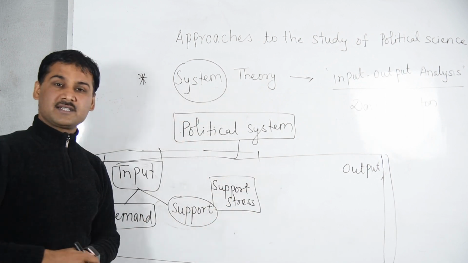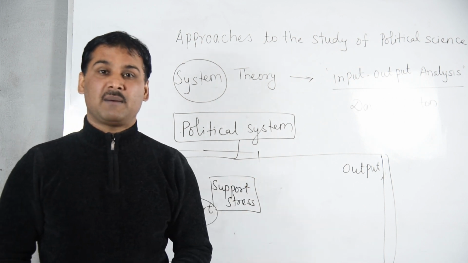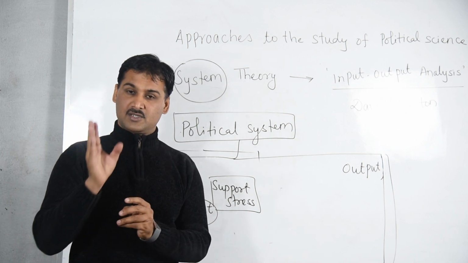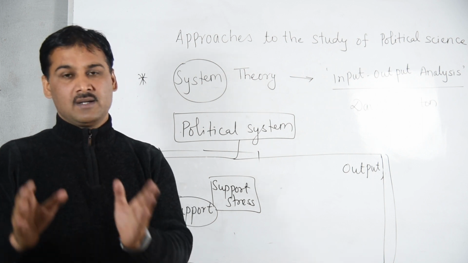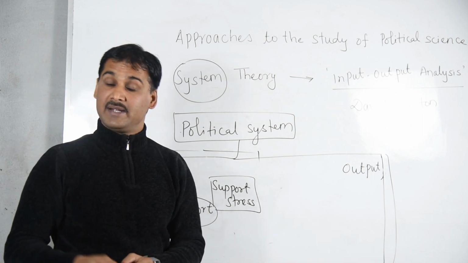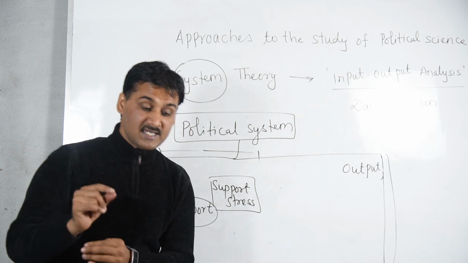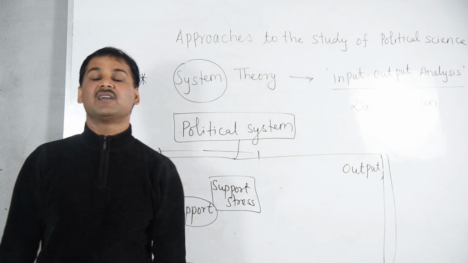Sometimes the political system may face support stress. Simply that means people do not support, people do not accept the laws that were made. People do not accept the policies that were made and the actions that were made. So David Easton talked about support stress due to the failure of output.